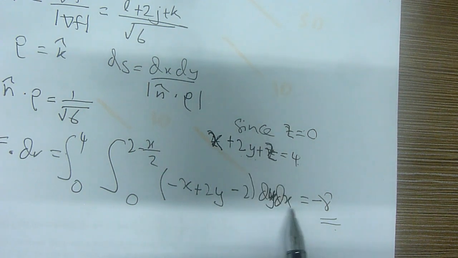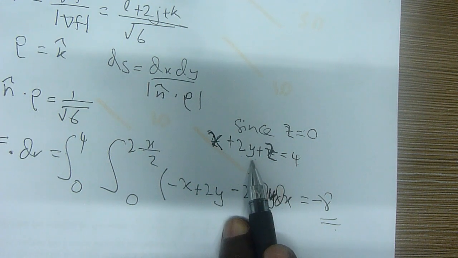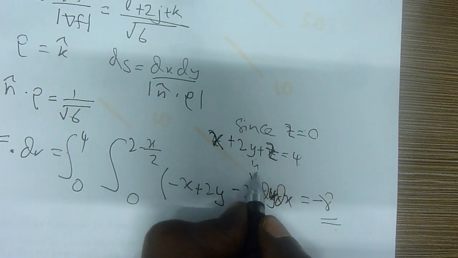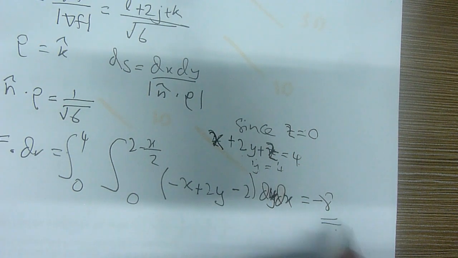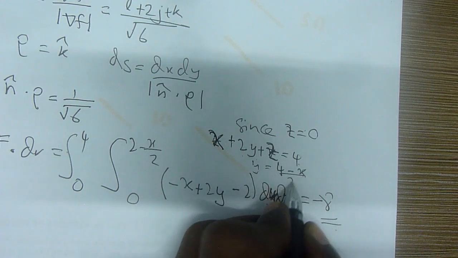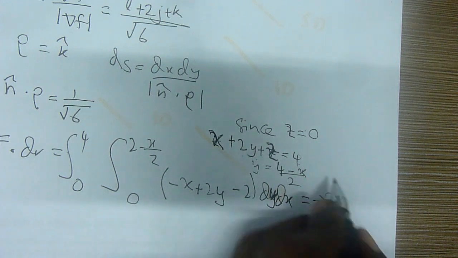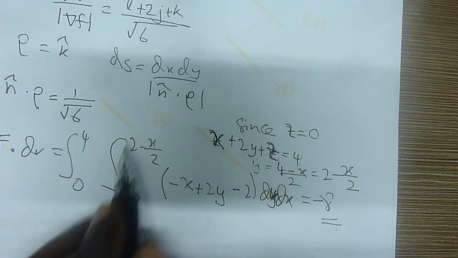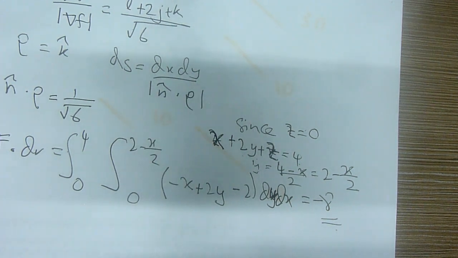Therefore, I wanted to find out dy. If x is 0, what is y? y is equal to 4 minus x divided by 2. Therefore, I get 2 minus x over 2. Can you get why we get this? I hope that you can follow. So far, any problem?